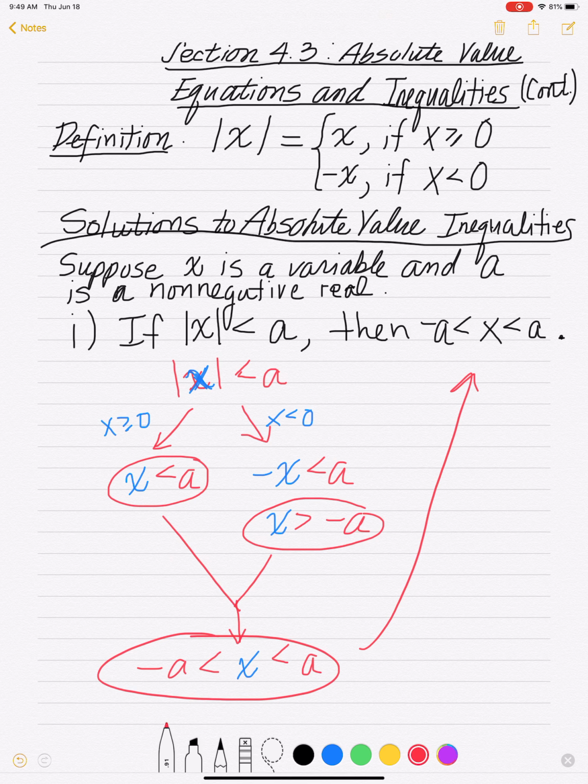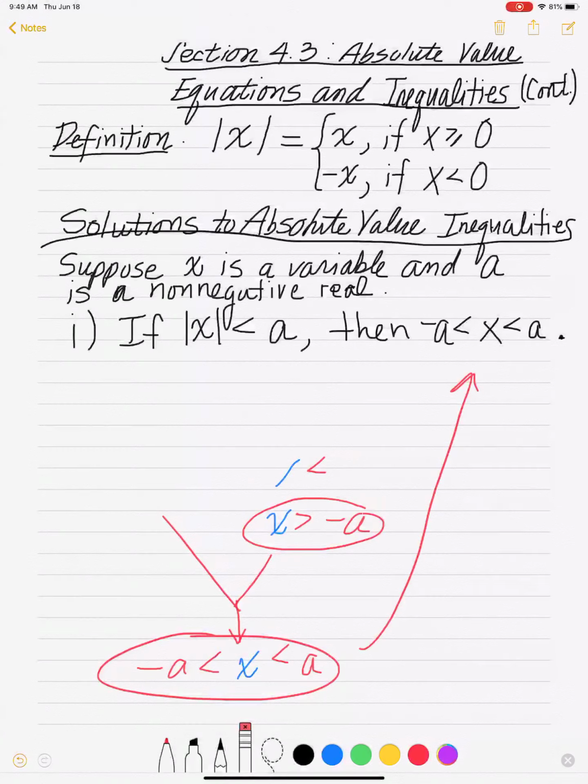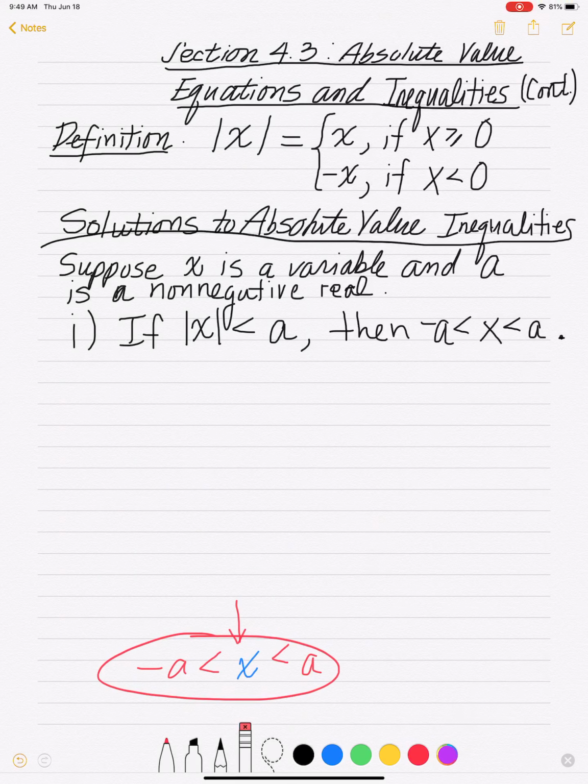You don't have to remember this construction. I just wanted to show you where that came from. So just remember, anytime you have the absolute value of x that's less than a, you write down an x, and then put inequalities where a is bigger than x and negative a is smaller than x. So x goes in the middle, in between the negative a and the a.